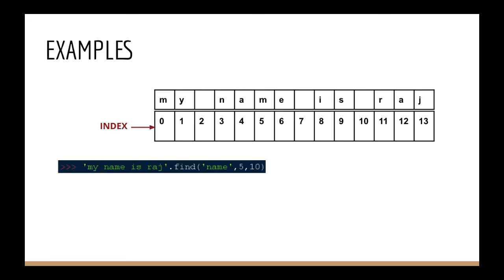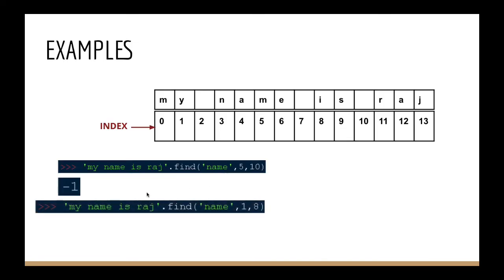So if I give my name is Raj dot find name comma 5 comma 10, what it will do, in the range 5 comma 10, means in the range from 5 to 9, it will check whether the substring name is present or not. So see for yourself, within this range, marked by arrow, can you find the substring name? No, you cannot find the substring name. Therefore, it will return -1. It will not return true or false. It will return -1 if the particular string or substring is not found within the given range.